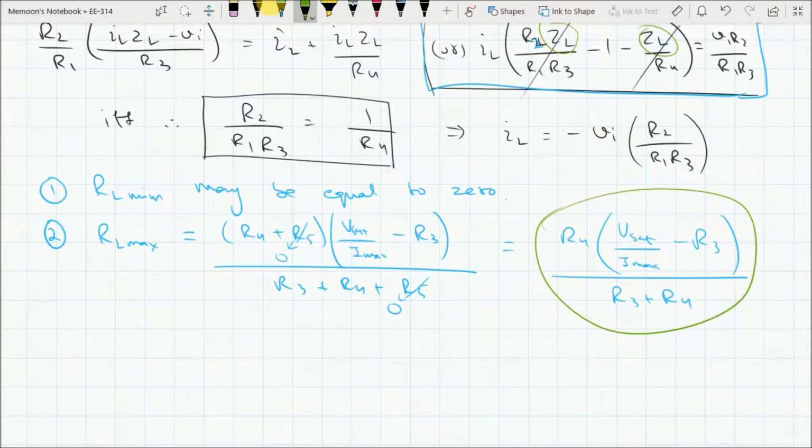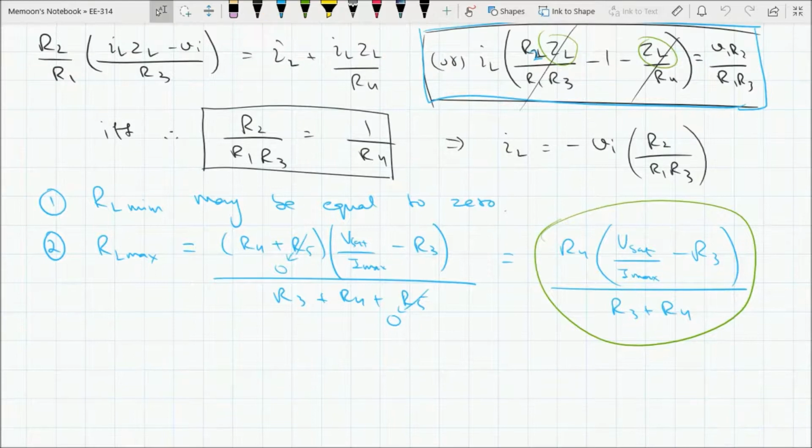What is V saturation? The saturation voltage of the op amp is the maximum value that can be attained by the operational amplifier at the output. What is the I maximum? The maximum amount of current that can be supplied by the operational amplifier. If you connect a load greater than this value to this circuit, either the voltage will saturate or the current will saturate. So you have got a range for your load, the minimum and maximum value of the load that can be connected to this particular circuit of voltage to current conversion.